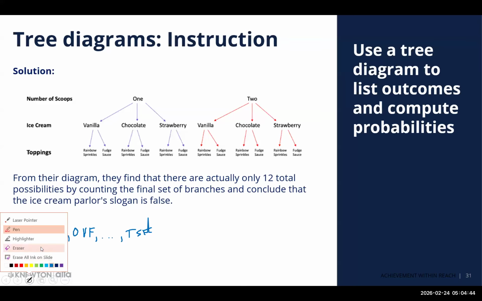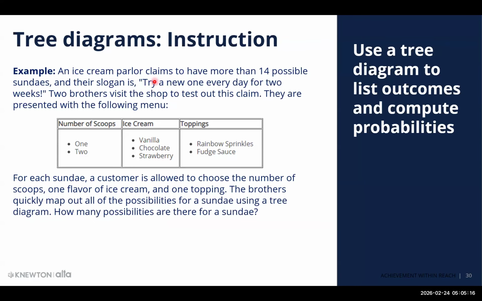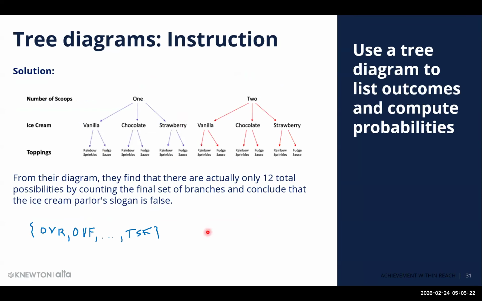Sorry about that. Either way, you can essentially just count from here how many options there are. Obviously there's 1, 2, 3, 4, 5, 6, 7, 8, 9, 10, 11, 12. So there's 12 options. Going back to the problem, the question was, an ice cream parlor claims to have more than 14 possibilities. We've listed them all out. There are only 12 possibilities, so their slogan is false.